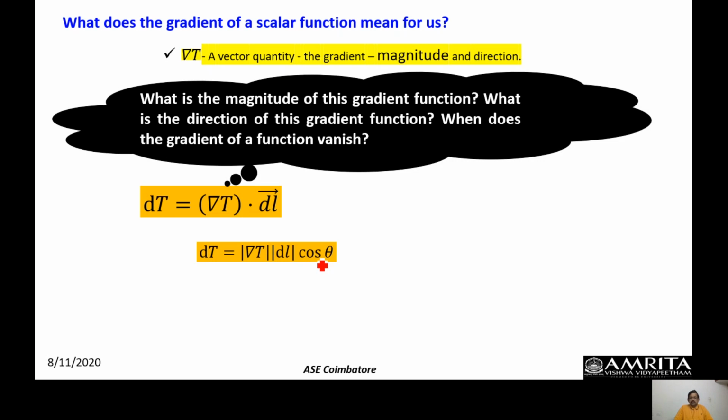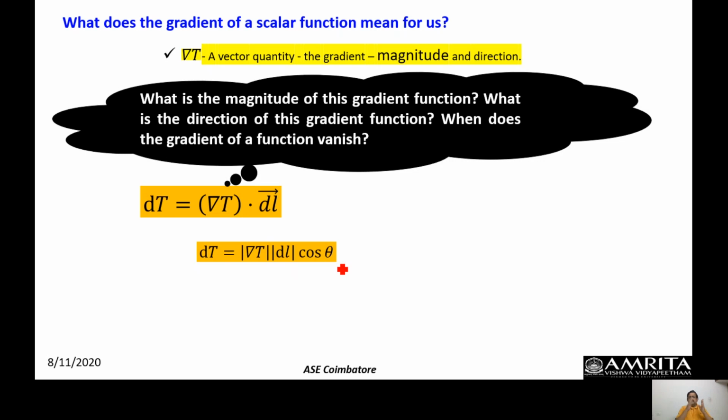When cos theta is 1, dT will be maximum. If I put cos theta as any other number, let us say cos theta is 0, I am going to get change in temperature merely mod del T mod dl. But if cos angle is there, and we know that cosine of an angle will be decreasing as the angle increases.